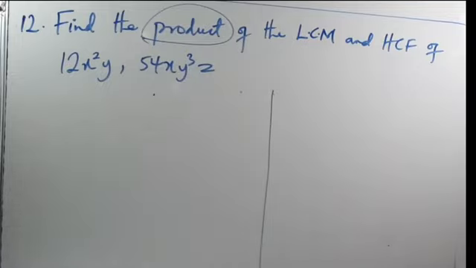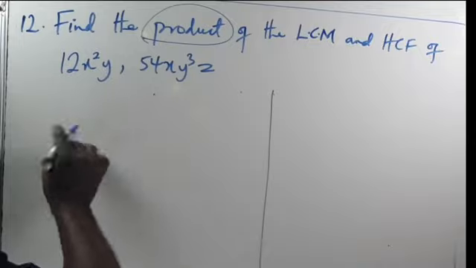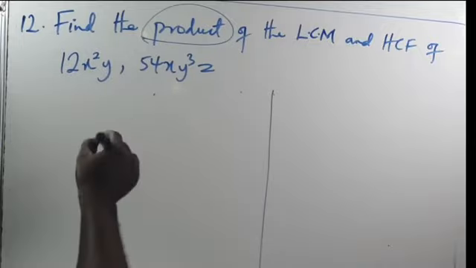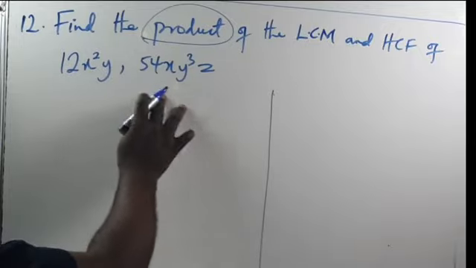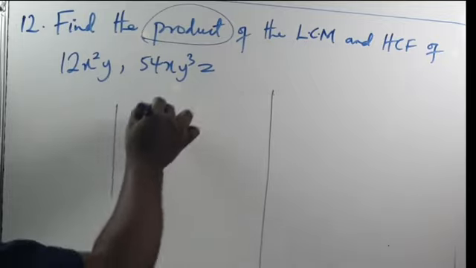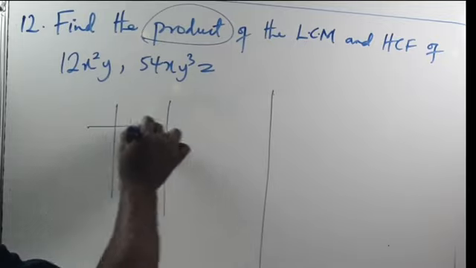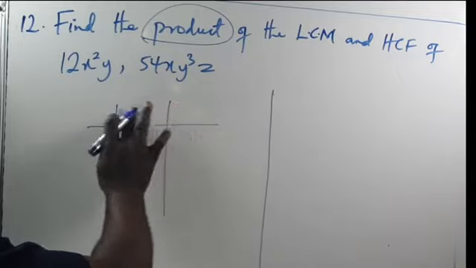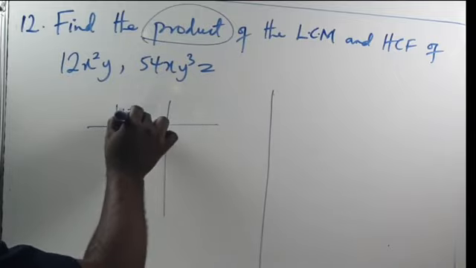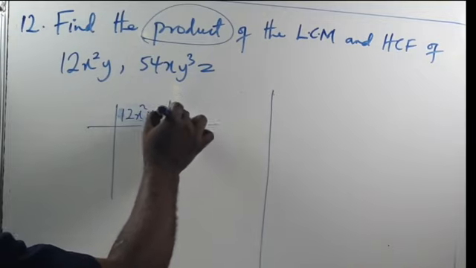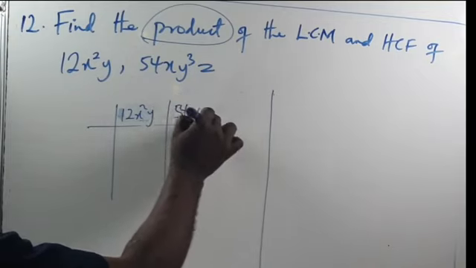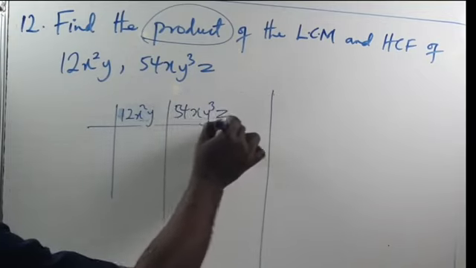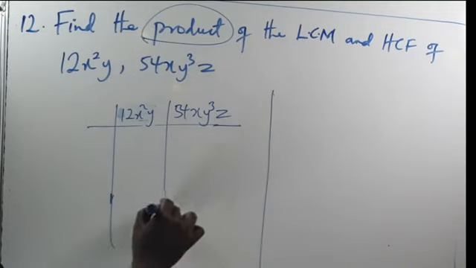Let's find the LCM. Let's find the HCF first. So we can use any method, but the best will be this. For the HCF we have 12x squared y and 54x y cubed z.